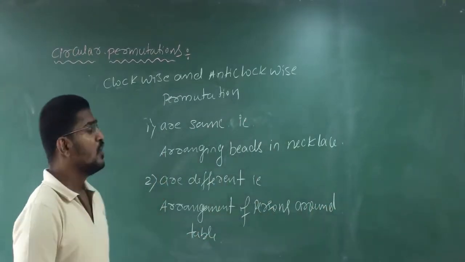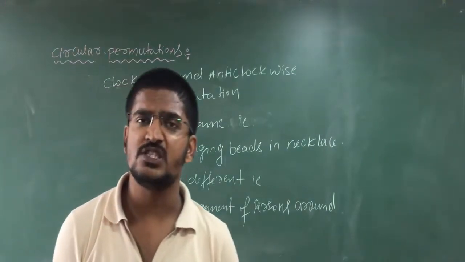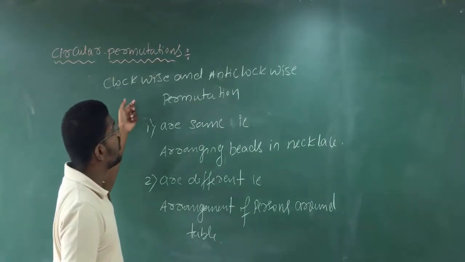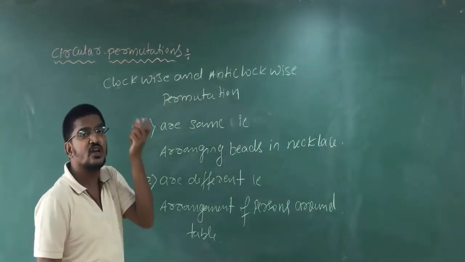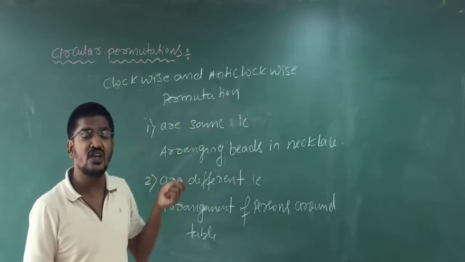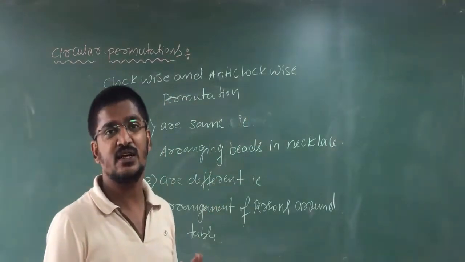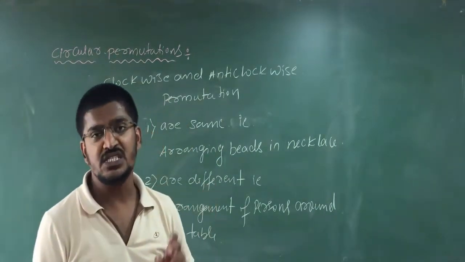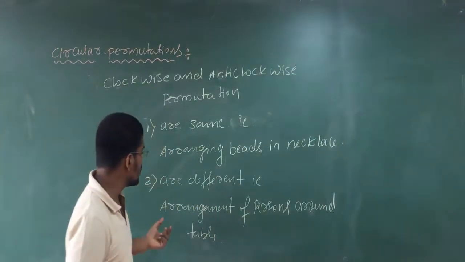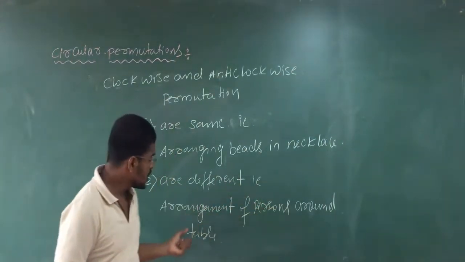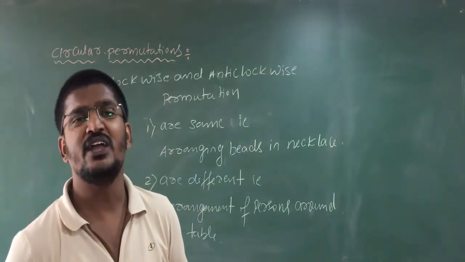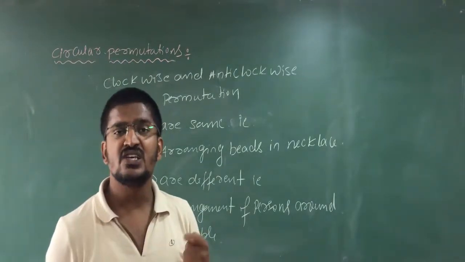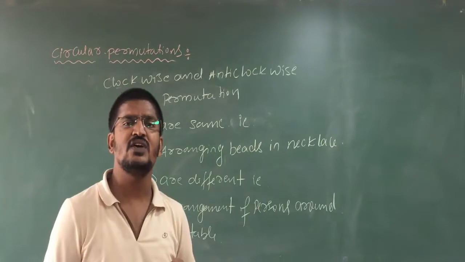So see here, whenever you are solving a circular permutations problem, we have to look at the problem very carefully, because clockwise and anti-clockwise permutations are going to be same whenever you are arranging the beads of a necklace. No problem. But clockwise and anti-clockwise permutations are going to be different whenever you are arranging persons around a table. See how it is going to be different. Clear? So these all things you have to observe whenever you are solving circular permutation problems. So it is very, very important.